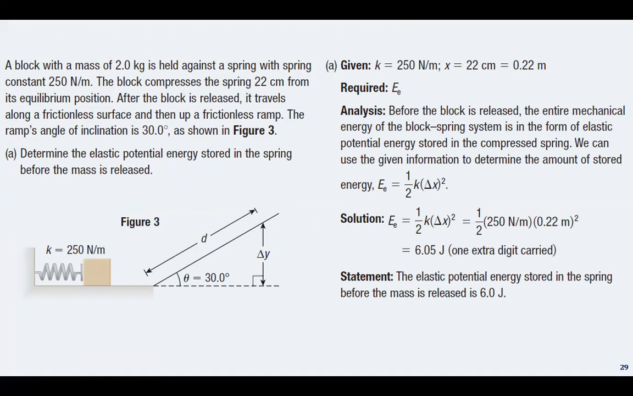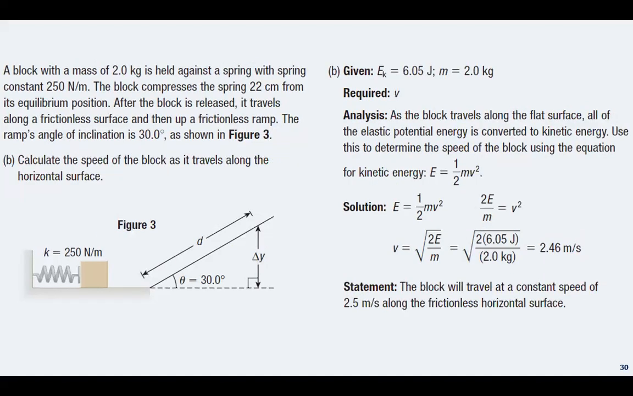Before the block is released, the entire mechanical energy of the block-spring system is in the form of elastic potential energy stored in the compressed spring. We can use the given information to determine the amount of stored energy, E elastic, which is given by this formula, 1/2 times k times delta x squared. Then put all the values in. k is 250 newtons per meter and x is 0.22 meters. So the elastic potential energy is 6.05 joules, which is approximately 6.0 joules.